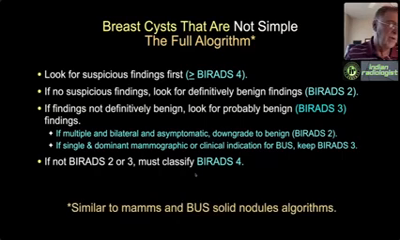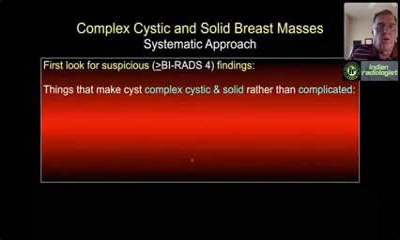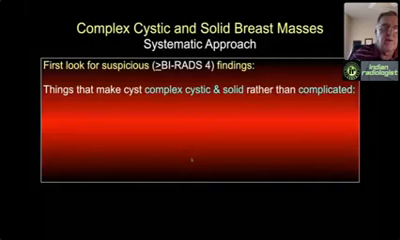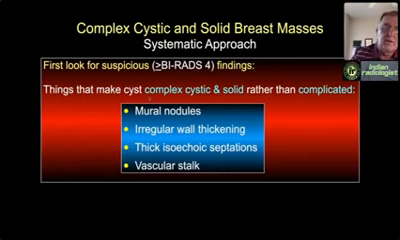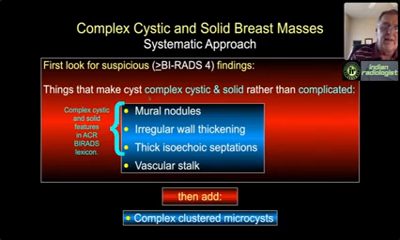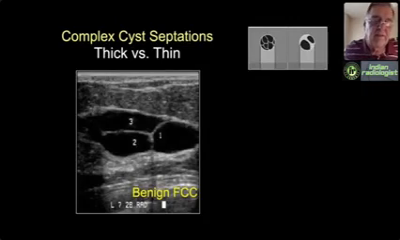And really, again, we're not reinventing the wheel. This is exactly how I deal with mammograms and solid breast masses. So when we talk about looking for things that are suspicious, BI-RADS 4 or more, these are basically the things that in BI-RADS edition 5 make a cyst classifiable as complex cystic and solid mass rather than complicated. That includes mural nodules, irregular wall thickening, thick isoechoic internal septations, and internal vascularity. And for that I would add certain complex clustered microcysts, because not all microcysts appear simple, some appear to be complex. So let's talk about septations.